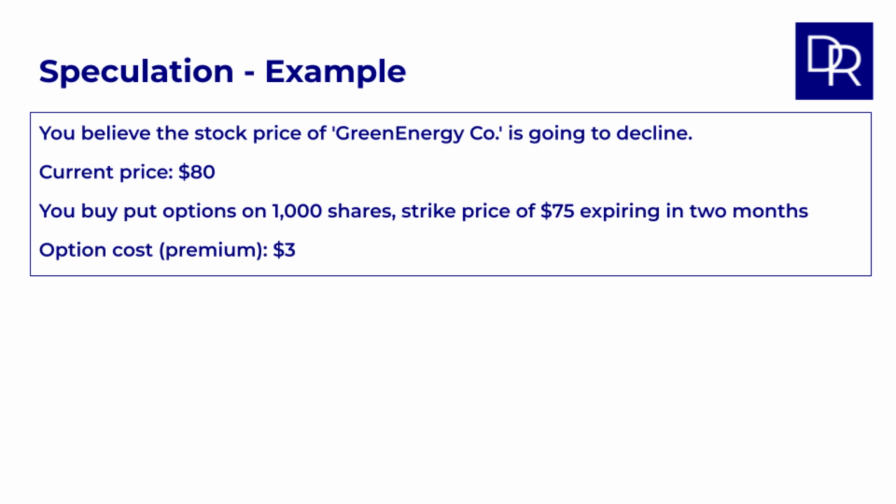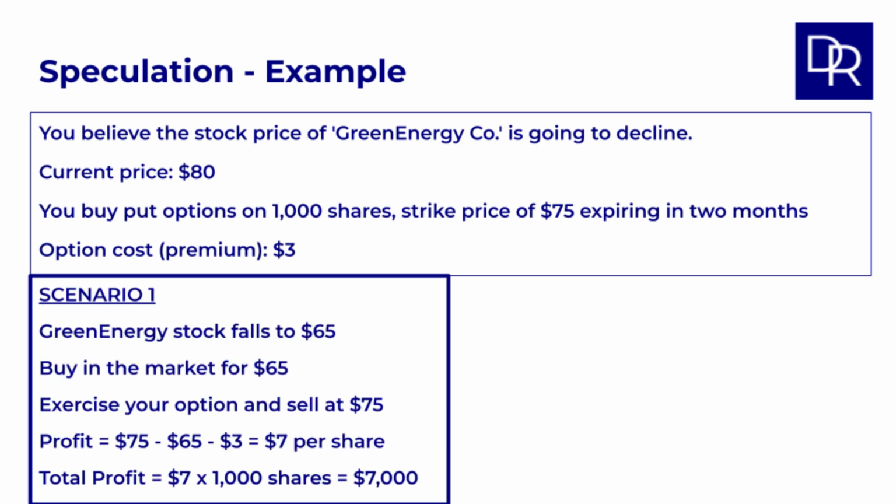Remember from lesson 1, buying a put option gives you the right but not the obligation to sell the stock at the strike price. Now let's consider different scenarios for Green Energy's stock price in 2 months. In scenario 1, stock price falls to $65 in 2 months. You were right, the price went down. Your put option with a $75 strike price now has intrinsic value. It gives you the right to sell the stock at 75, even though it's only worth 65 in the market.